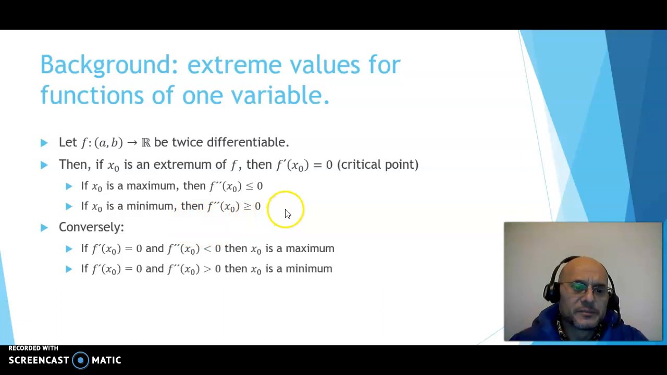In the other direction, if we have a critical point and the second derivative is negative, then we have a maximum. And if we have a critical point and the second derivative is positive, then we have a minimum.